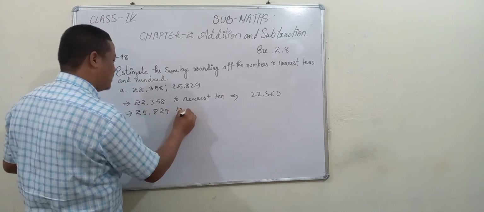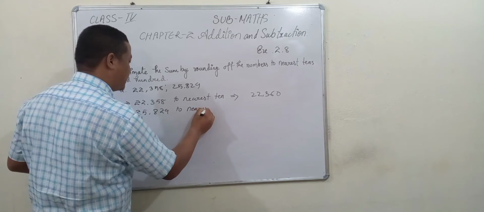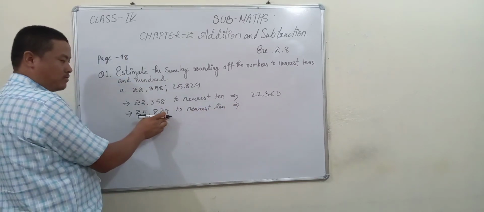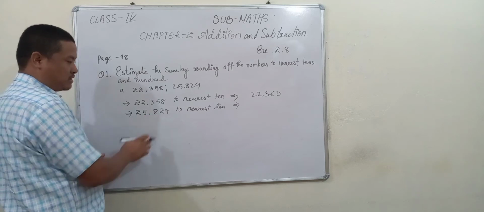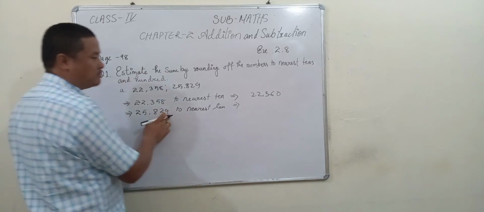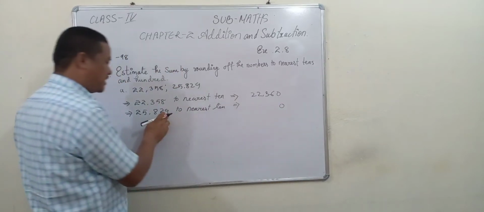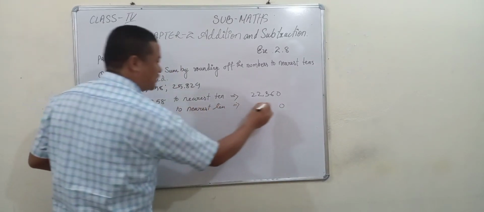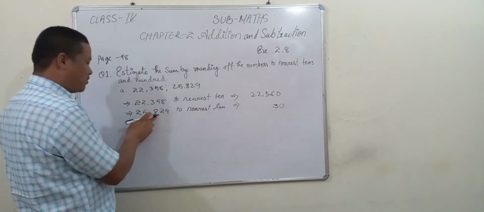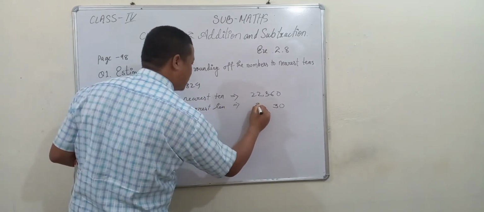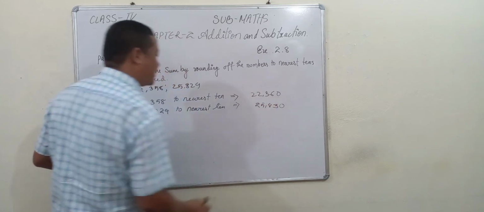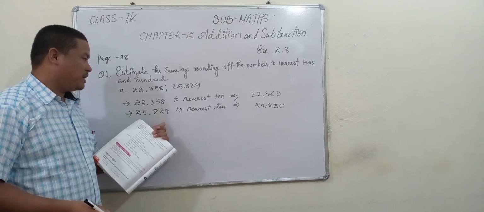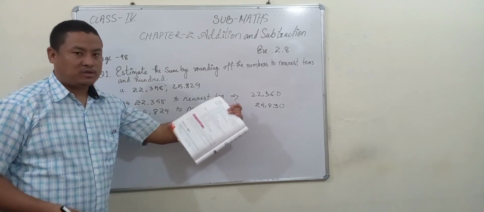25,829 to the nearest 10. Okay, same thing. We'll see the ones place. What number is there? 9 is there. 9 will become 0 and it is greater than 5, so the next number will plus by 1. 2 plus 1 is 3, and this 3 remains the same. 25,830 is the nearest 10 of 25,829. Now you subtract these two numbers.